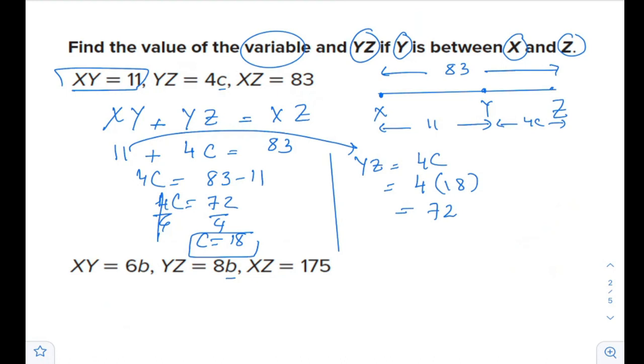Of course, from the beginning, you can find YZ mentally because you know that the total measure is 83. Part of it is 11, so the other part is 72. Yes, you can find it this way.